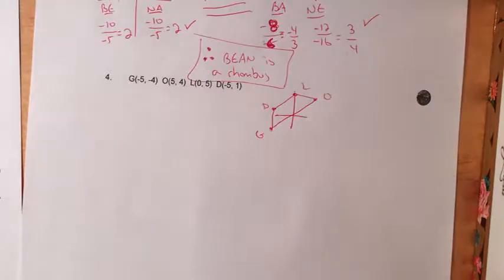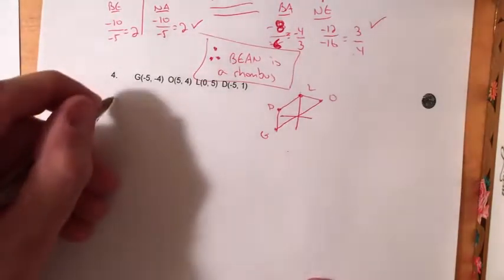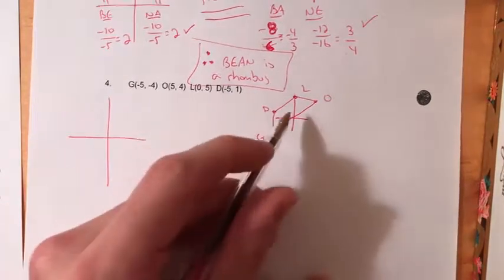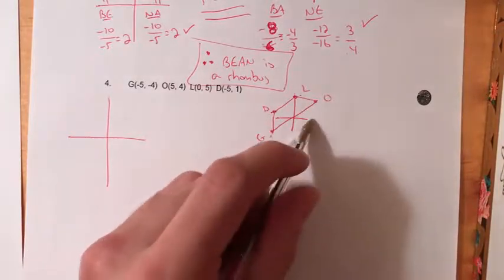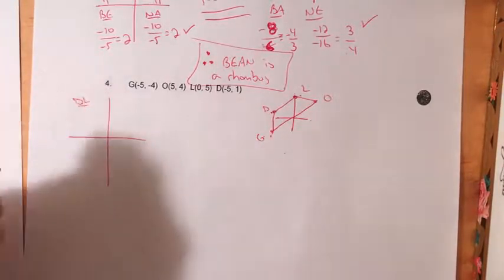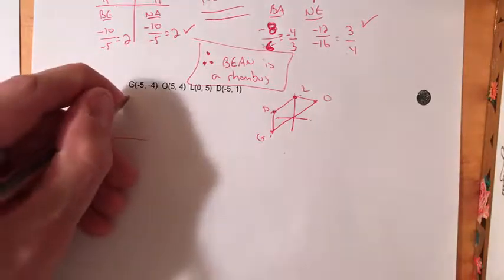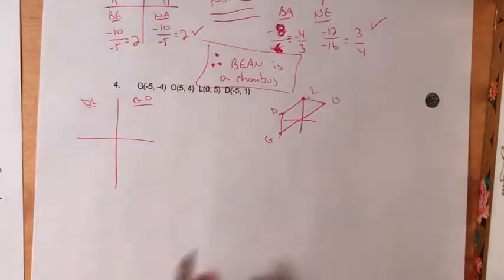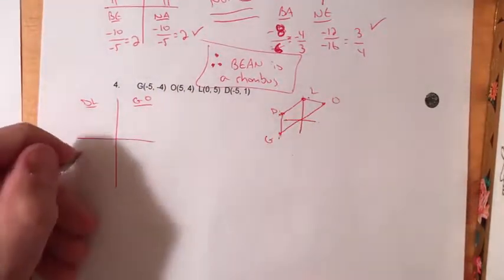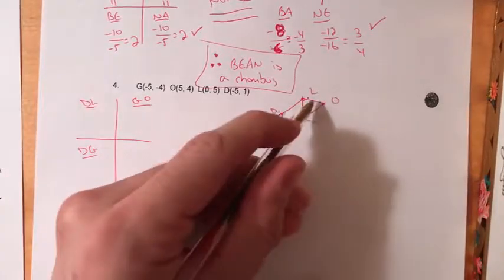Start at the same spot. We have to find the slope of two sets of opposite sides. So I have DL and GO. Then the other set, DG, and then LO.